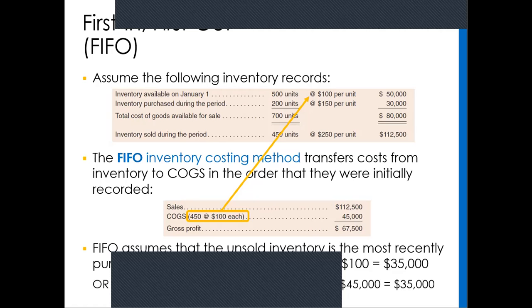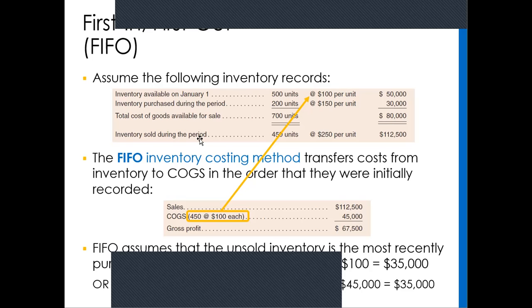These are all sitting on the balance sheet. They're sitting in inventory. They haven't made it to the income statement yet. But then we sold 450 units during that time. So 700 minus 450, looks like we've got 250 units left sitting in inventory. Our cost of goods sold is $112.5 minus the 45, which is $67.5. So FIFO, first in, first out, we sell the first stuff on the list, the oldest stuff.